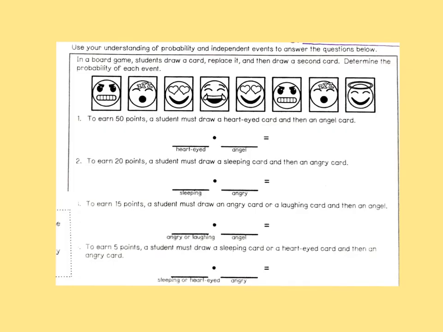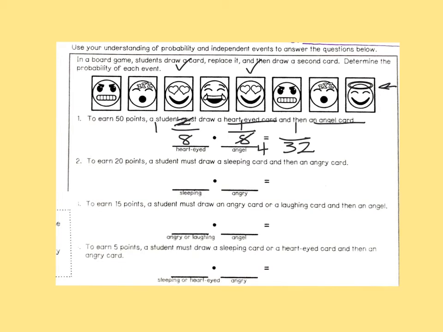Okay, so this is what your homework looks like, or the work that you're going to do. The first question, we're going to do it together. A student has to draw a heart-eyed card and then an angel card. So there are 2 heart-eyed cards, so that would be 2 out of 8. And you would have to multiply that by the 1 angel card, which would be 1 out of 8. And then you just simplify. Don't forget to do the simplifying, and you get 1/32.